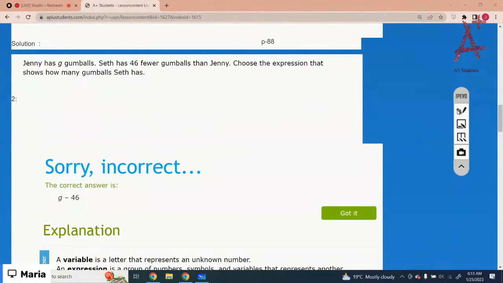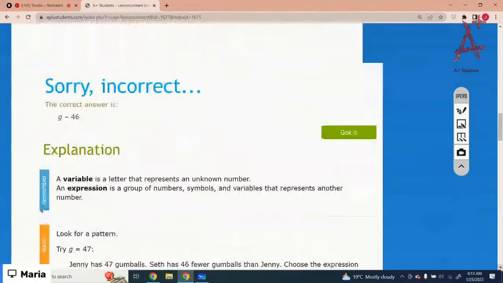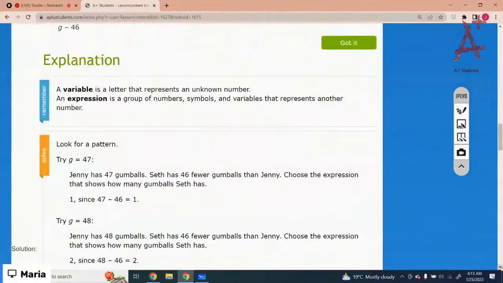There we have some definitions. So let me just read it. Okay. A variable is a letter that represents an unknown number. Got it? Like we did, G is the letter and that represents an unknown number. So you can say it is a variable. An expression is a group of numbers, symbols, and variables that represents another number. So the one we have written, like G minus 46, that would be the expression. Got it? So you can use different values to check which is the correct option.